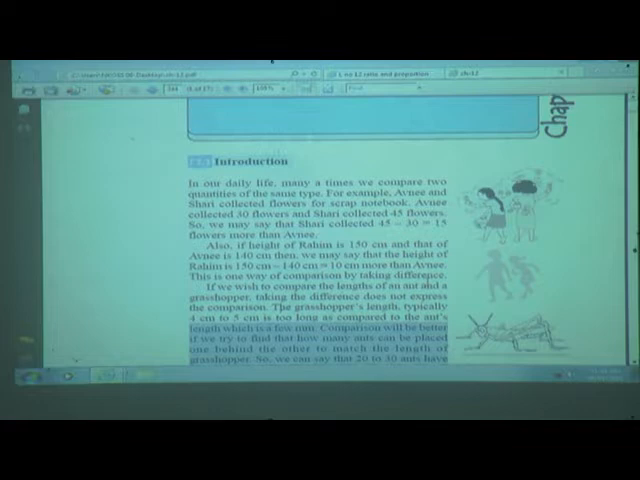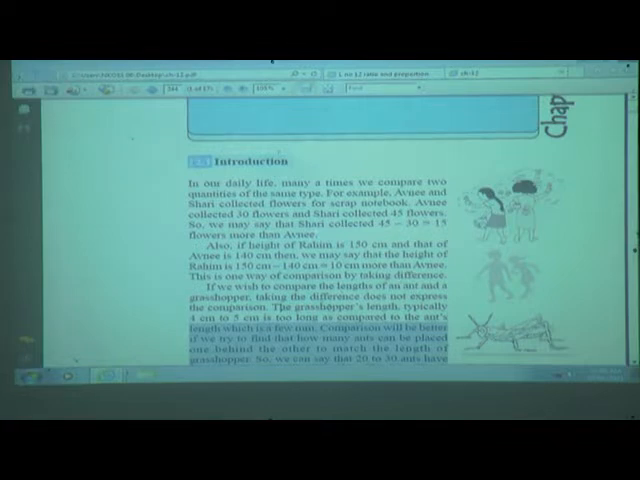So what we have done here exactly, we were having flowers, we found out the difference. So we have compared the quantities. And in the next example again we have compared the quantities, the heights of two persons, which are of the same type, by taking the difference.